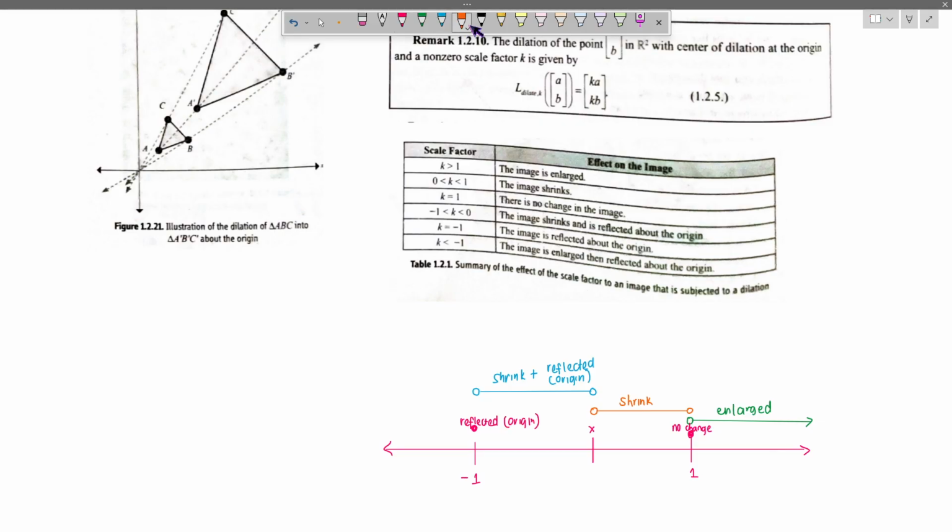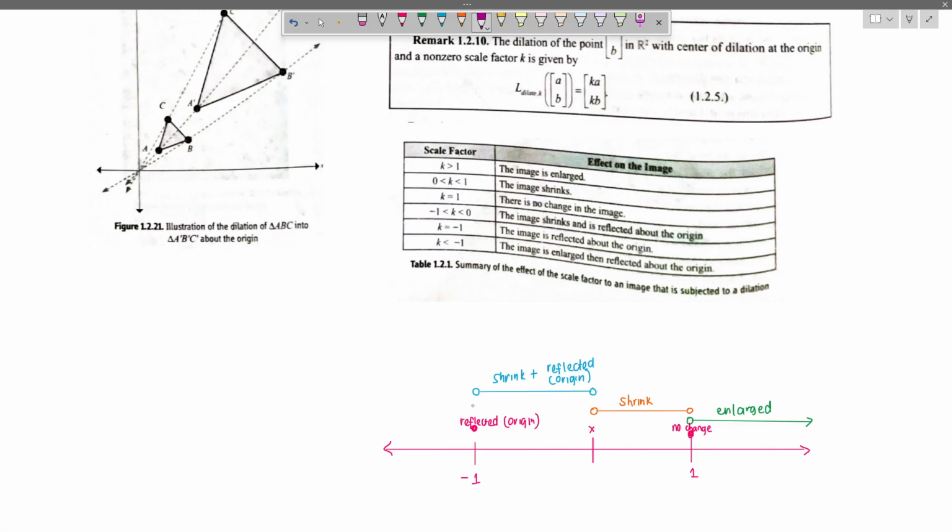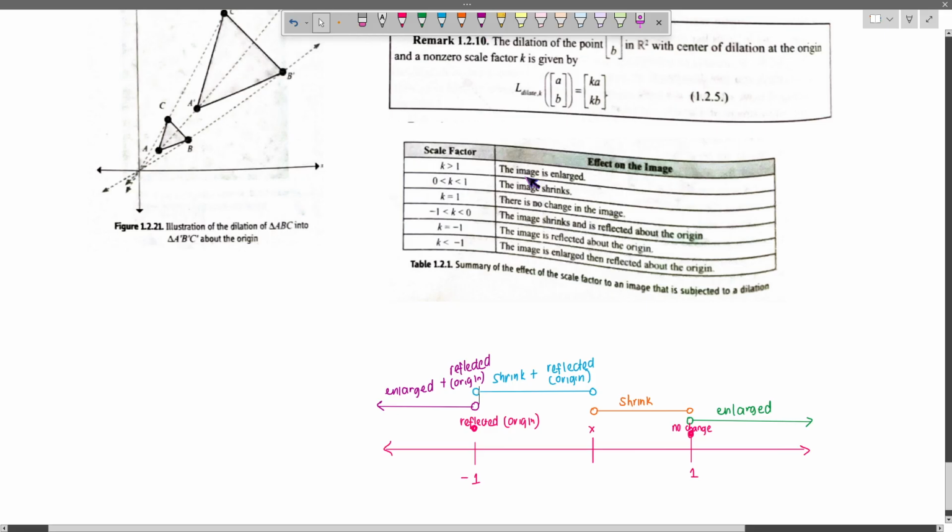And then lastly, if it's less than -1, then the image will be enlarged plus reflected. So those are the meanings of the different scale factors that we have. Again, this applies for the coordinates.